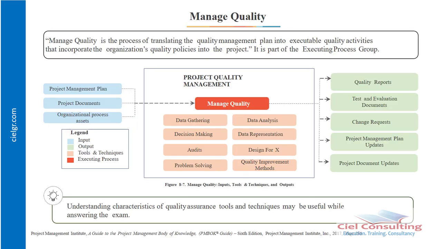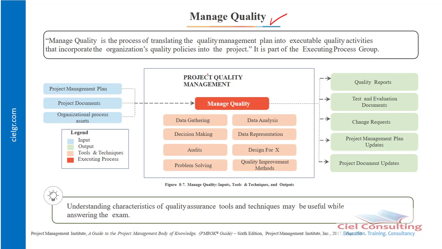So after we plan quality, the next process is now the manage quality process. So here we state that manage quality is the process of translating the quality management plan into executable quality activities that incorporate the organization's quality policies into the project. So it is part of the executing process group.